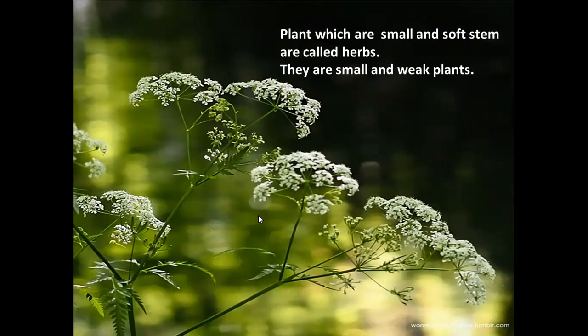Now we have learned about herbs, shrubs, and trees. The trees are tall with woody stem, while the shrubs are medium height but woody and narrow stem, and the herbs are small and weak with soft stem. Understood?